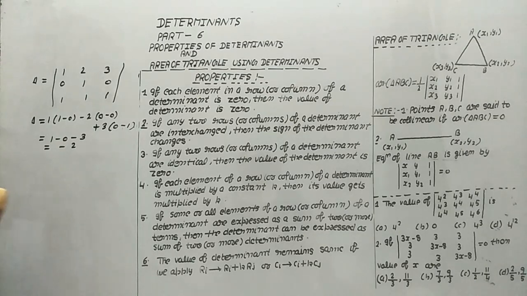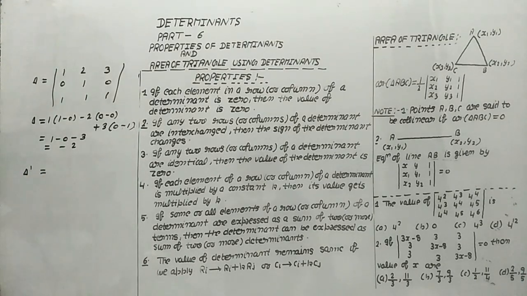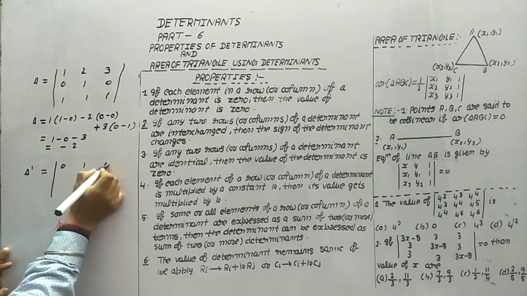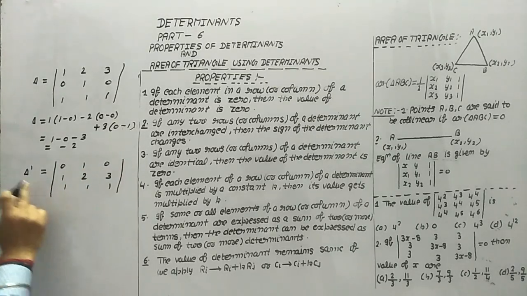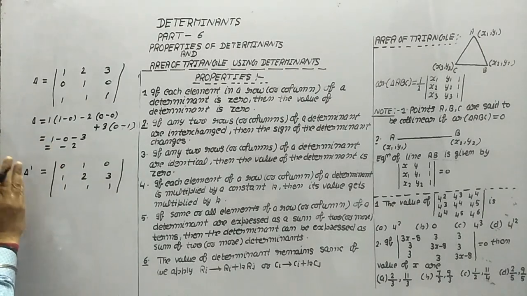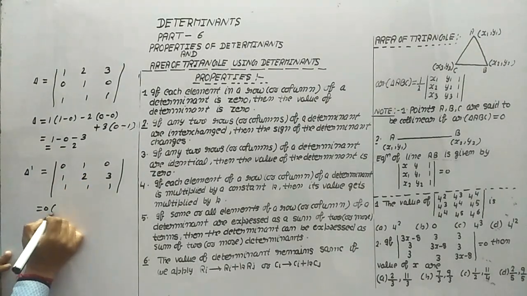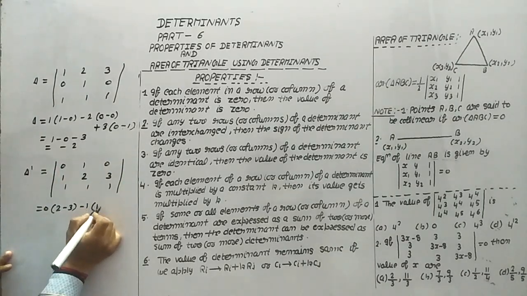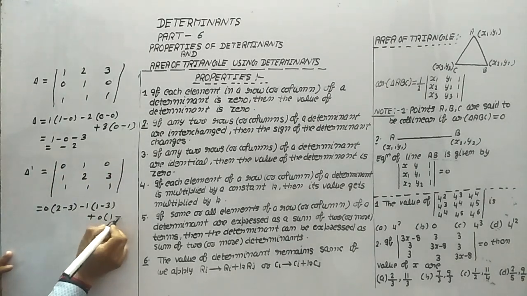Now if I make this new determinant by interchanging the first and second row, I get 0 1 0, 1 2 3, 1 1 1. Now let us suppose the value of this determinant is delta dash. Expand it along the first row: 0 into (2 minus 3) minus 1 into (1 minus 3) plus 0 into (1 minus 2).